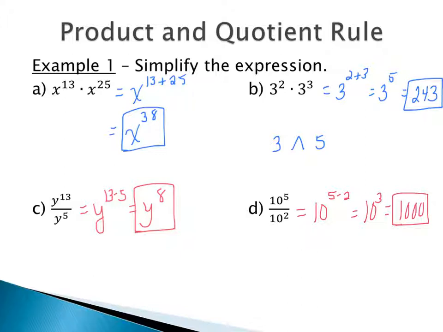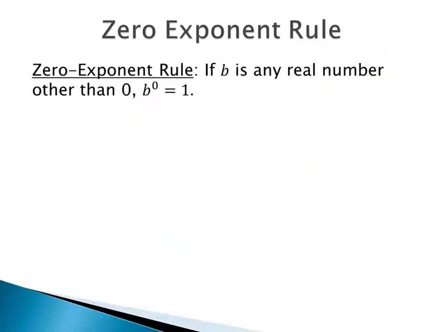So again, even though we have our numbers, just make sure that you're keeping that same base. Next, we have our zero exponent rule. If b is any real number other than 0, b to the 0 is equal to 1. So just that idea that a number other than 0 raised to the 0 power is equal to 1.